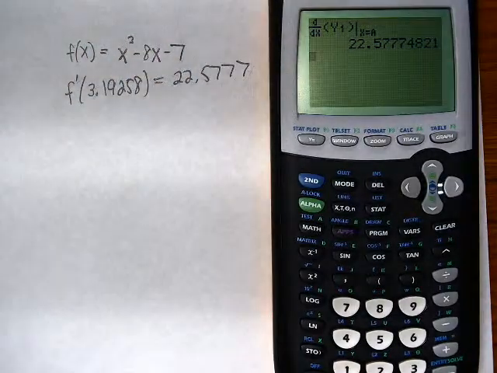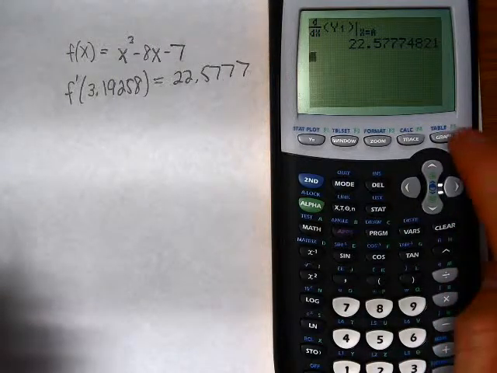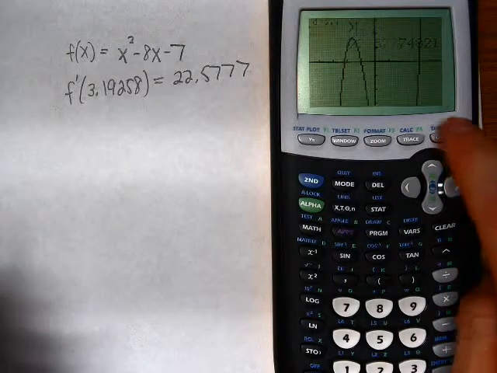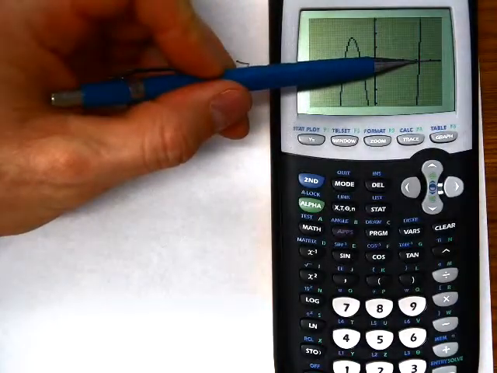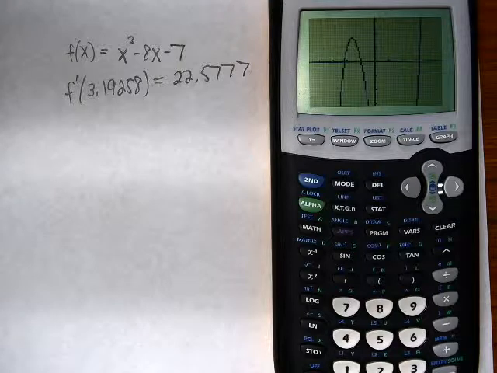22.5777, and that is the slope of my function at that x value. That's the derivative of my function at that x value, at least a numerical estimate of that.